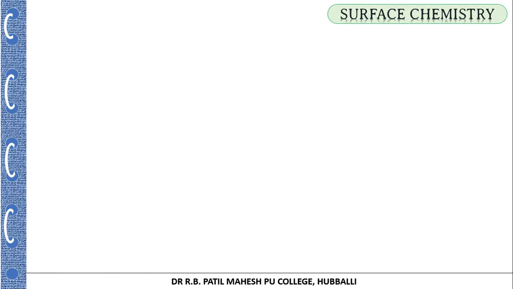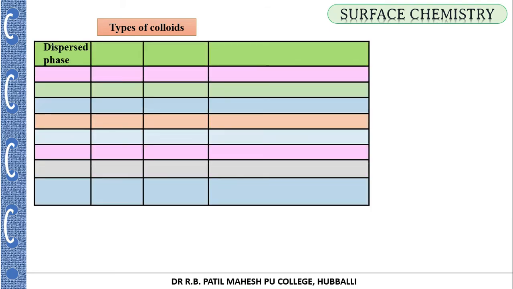Now let us see types of colloids. This is important, students, you have to learn thoroughly. Based on the dispersed phase and dispersion medium, colloids are categorized as follows. So let us take dispersed phase in the first column, then dispersion medium, colloids, and then examples.